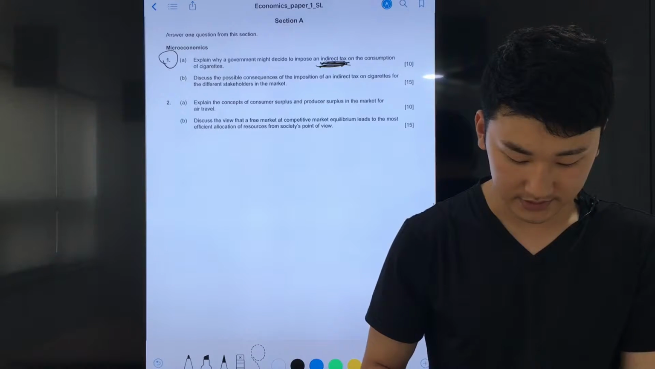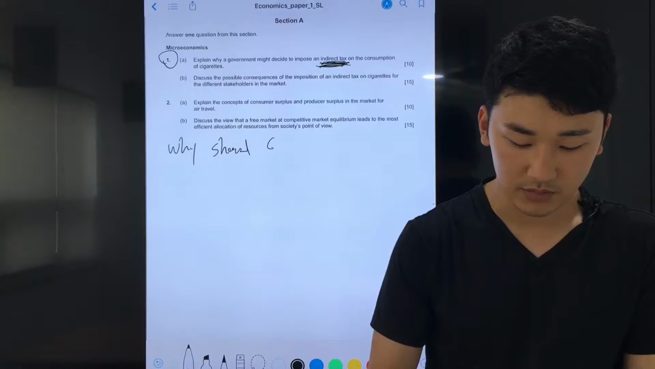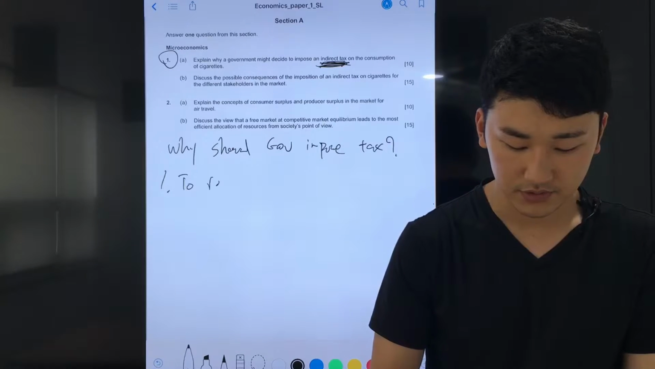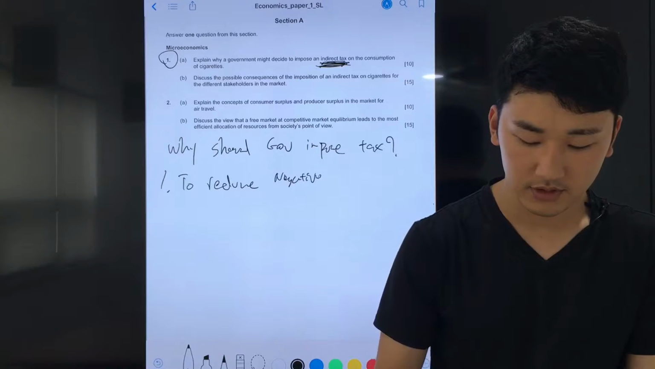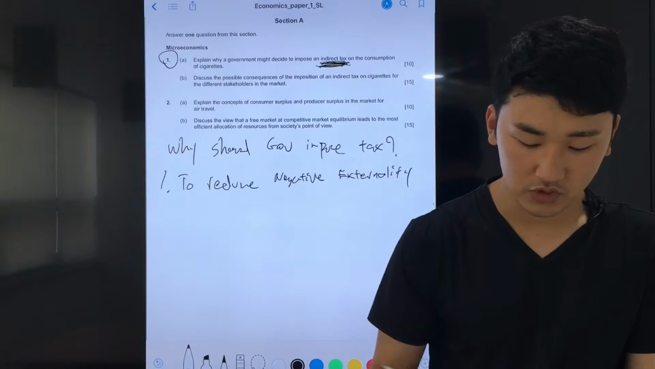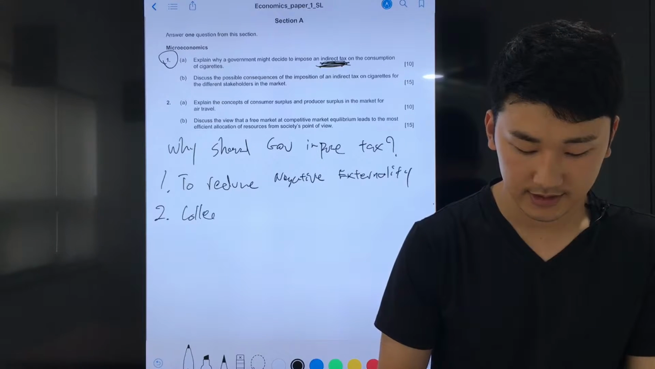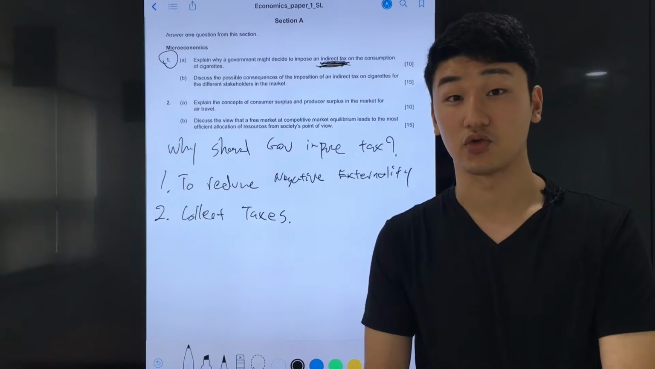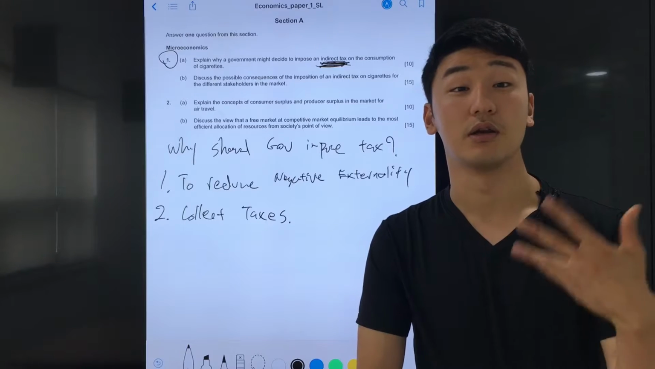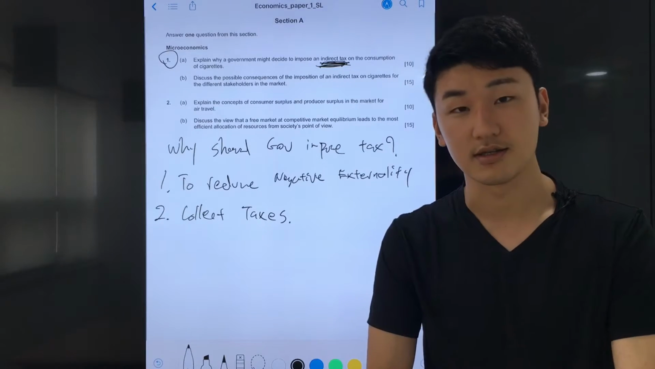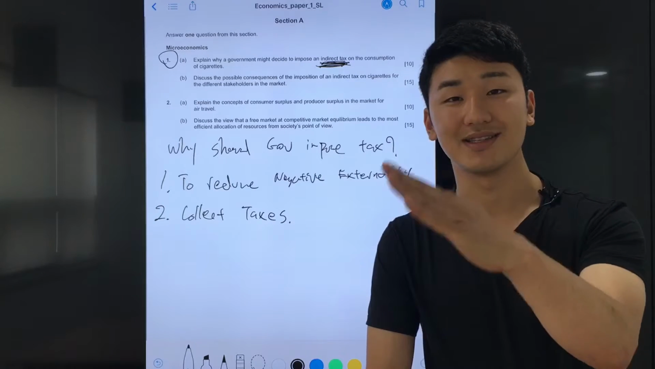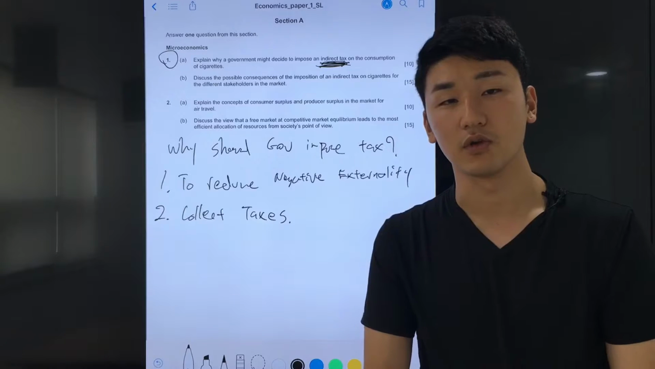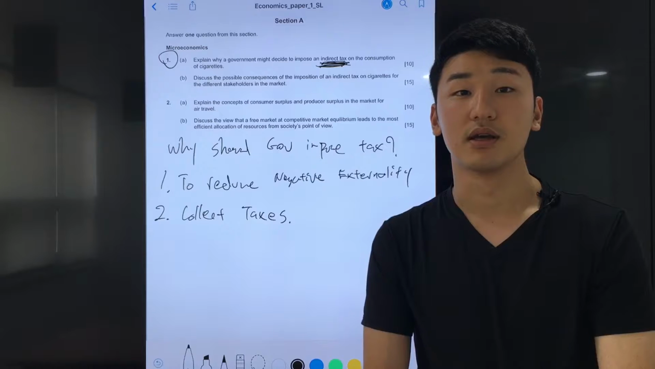So let's write down why the government should impose tax on it. Okay, very simple. First of all, to reduce negative externality. And what could other reasons be? To collect taxes, right? Because one of the most often used methods of government trying to control the consumption of a negative externality causing good is by imposing indirect taxes, right? And by imposing indirect taxes, not only can it move the MPC to MSC, but you can also collect a good amount of taxes that the government can use as generated revenue, and they can spend that money on social welfare or other things that are beneficial to society.